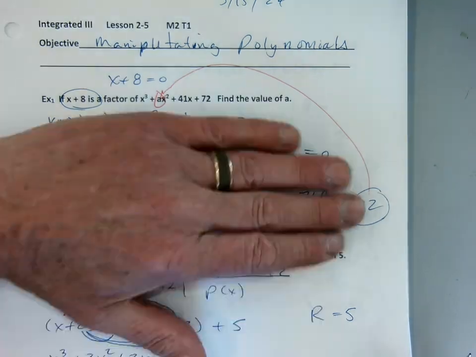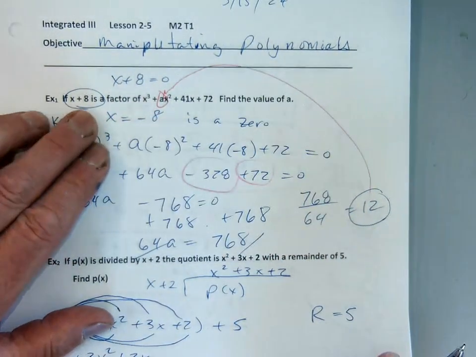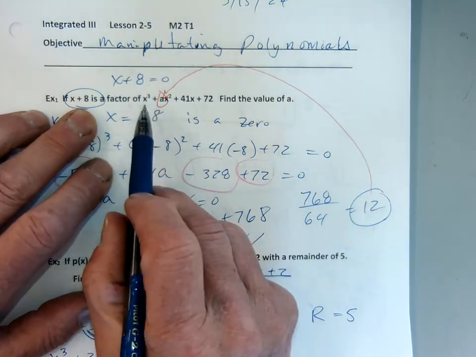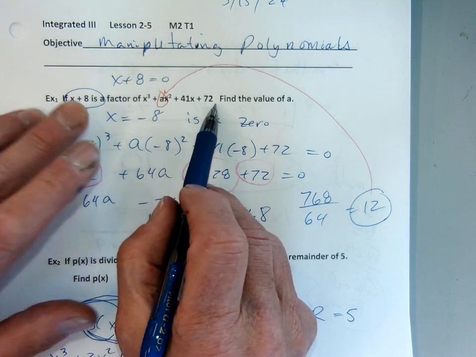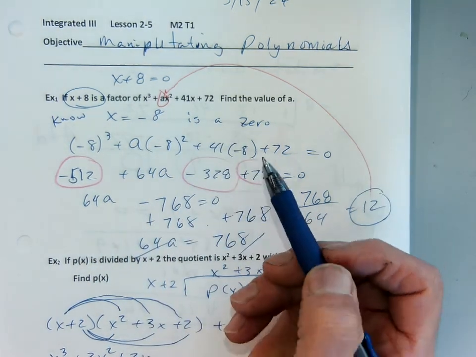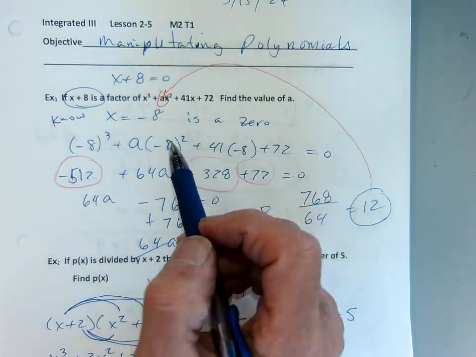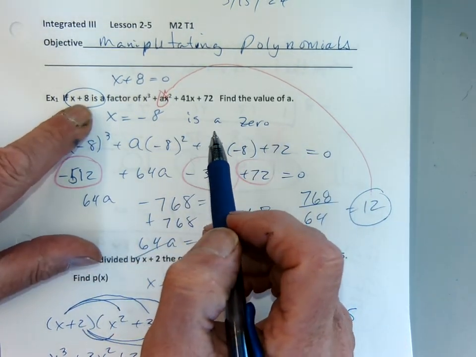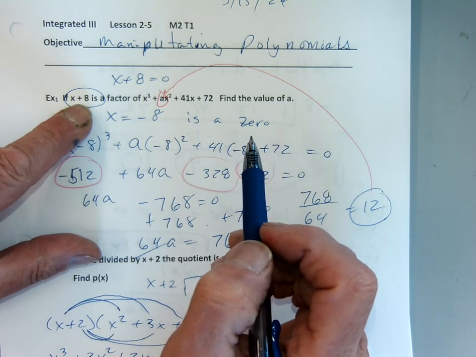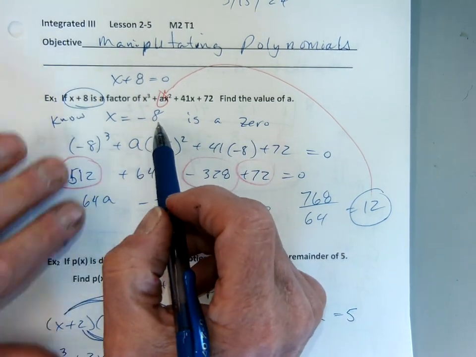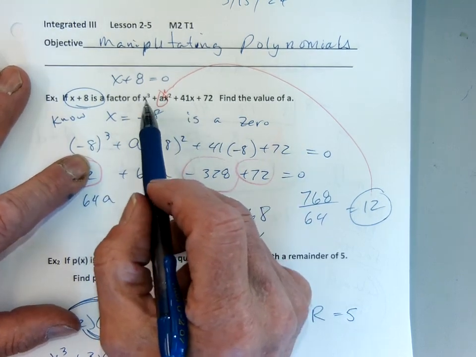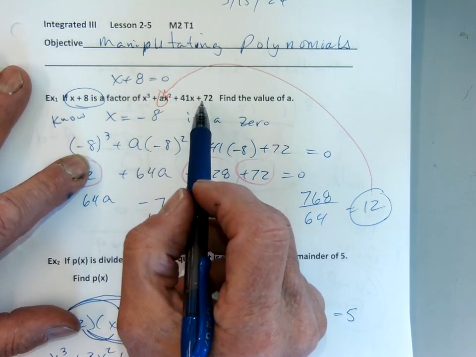Okay. So the question says this: x plus 8 is a factor of x cubed plus ax squared plus 41x plus 72. We don't know the value of a, but we can find it. Okay. So if we want to find the value of a, we know this. If x plus 8 is a factor, then it goes in evenly, which means our remainder is 0. Or using synthetic substitution, if I substitute in the negative 8, it will equal 0.